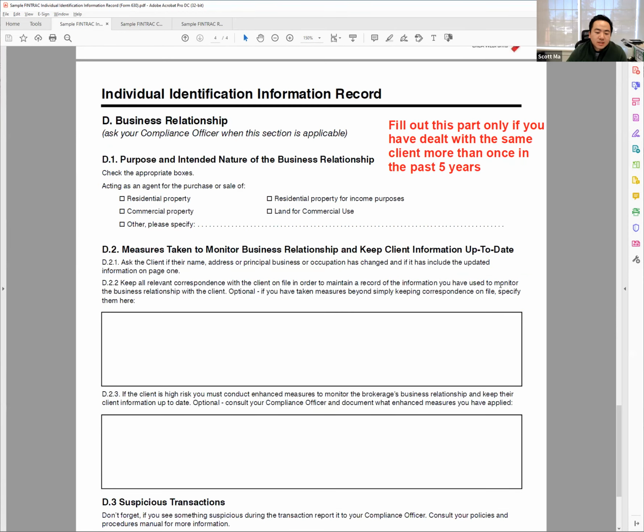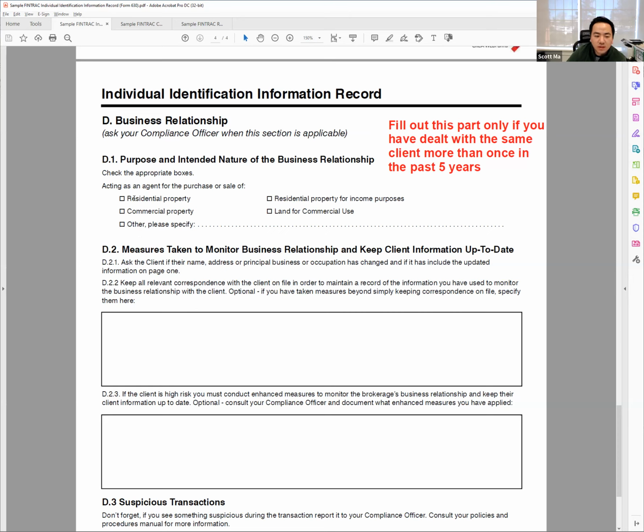Section D is the last section in the individual ID form. Really, you will fill this out only if you have dealt with this client more than once in the past 5 years, because that's considered to be a business relationship. So, if it's the first time you've acted for this client in the past 5 years, you probably can skip this section. But, if you bought more than one property for them, you do need to fill this out.